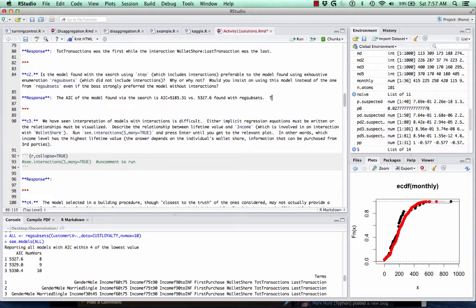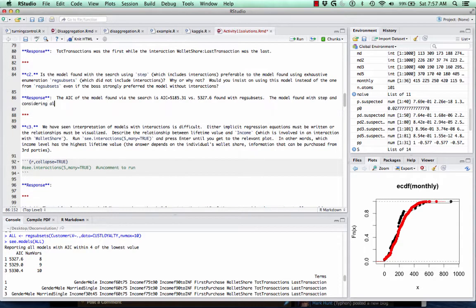So the model found with STEP and considering all two-way interactions is substantially better, definitely closer to the truth than the one found without considering interactions. So once again, we see that interactions are playing a pretty important role when helping define these relationships, and you would do your model injustice if you were to ignore them.